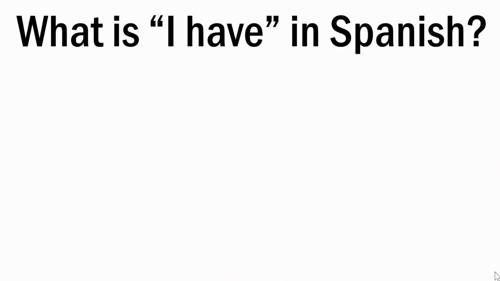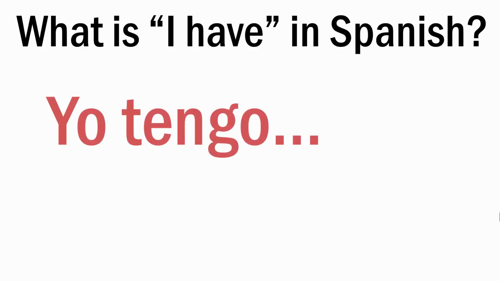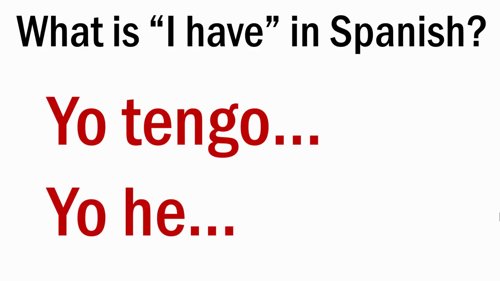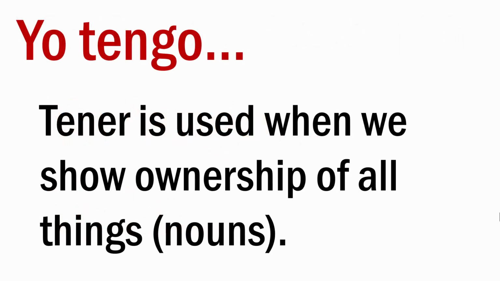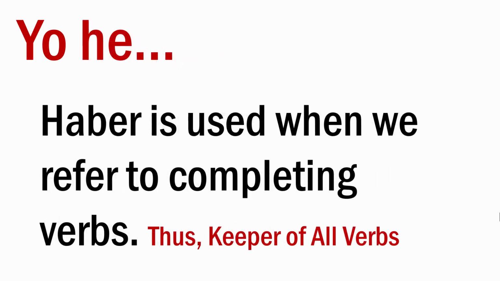What is I have in Spanish? This is a trick question because we know that there is more than one way to translate I have. We have yo tengo and we have yo he. Yo tengo is used when we show ownership of things, and by things we mean nouns, people, places, and things. And yo he is the keeper of all verbs. It's used when we refer to completing actions or the completion of verbs.